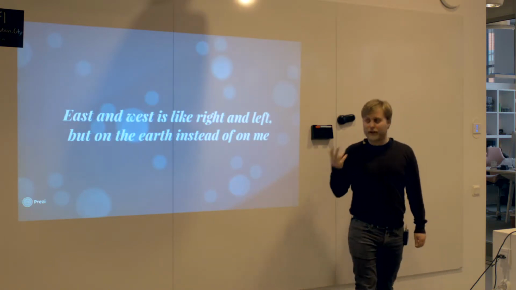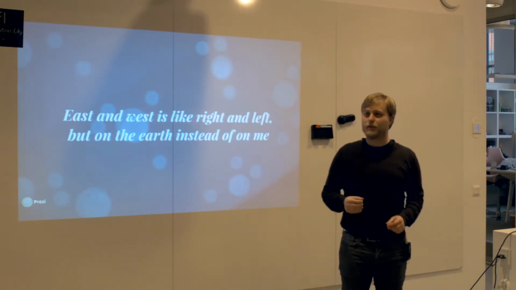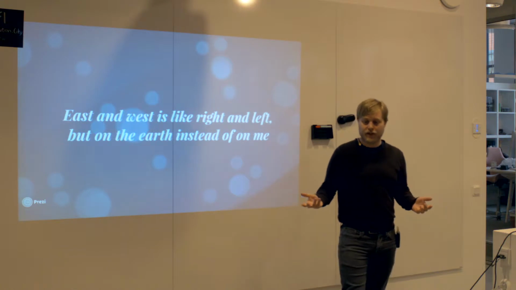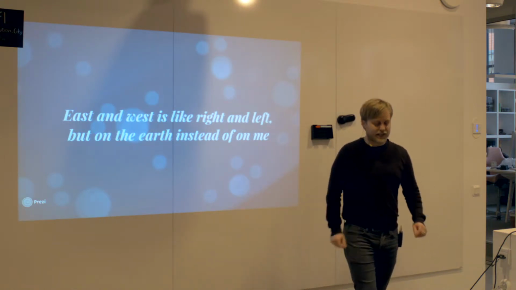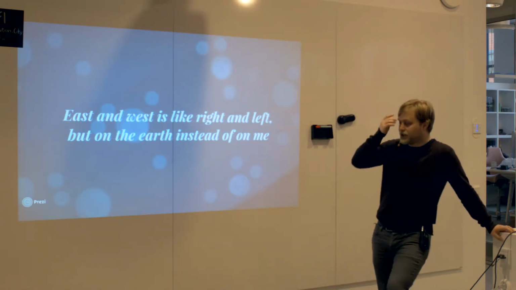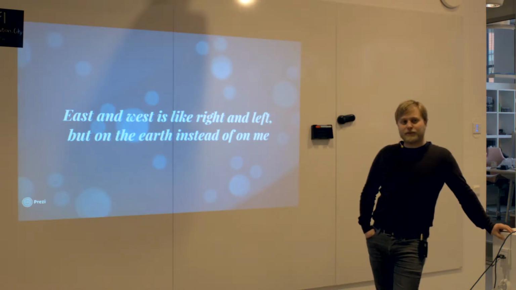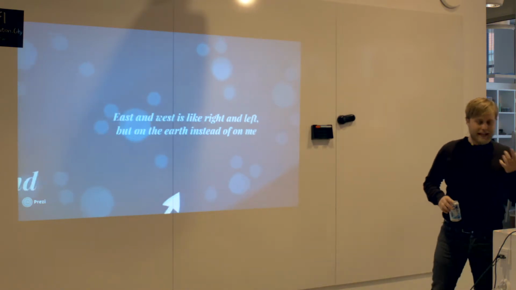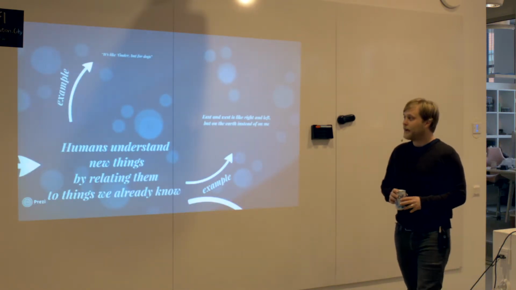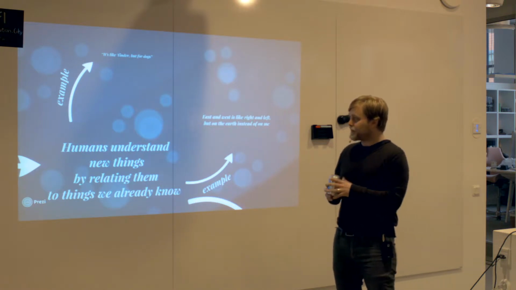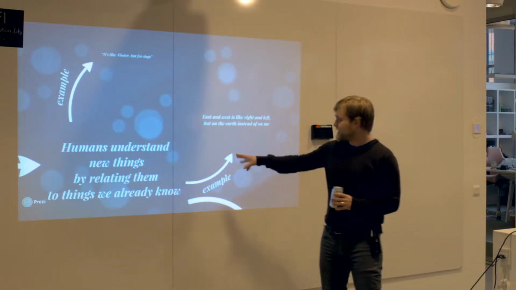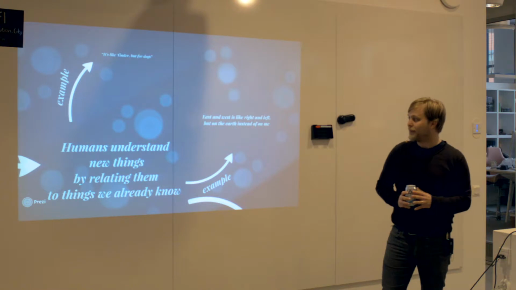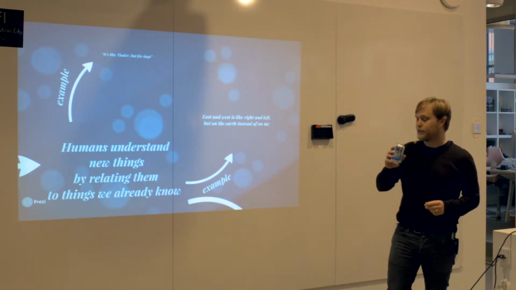And I remember from my childhood when I was learning what East and West was. I had this realization in the kitchen that it's like left and right, only on the earth instead of on me. So I related it to something I knew. And other things are graphs too. These are examples of how we relate things to things we already know.